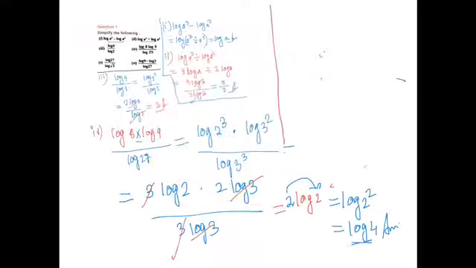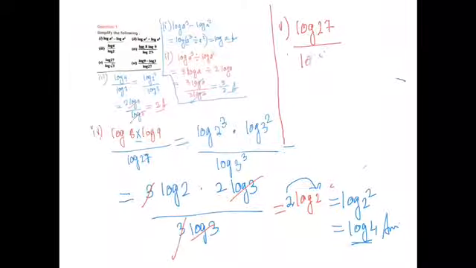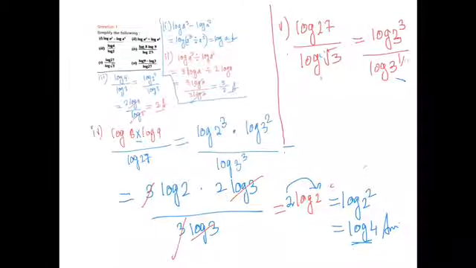Let's see question number 5. Log 27 by log root 3. So the first step is to break the powers down. Log 27 can be written as log of 3 to the power 3, and log root 3 can be written as log of 3 to the power half. This is easy stuff. 27 can be broken down as 3 cube, and root 3 is nothing but 3 to the power half.